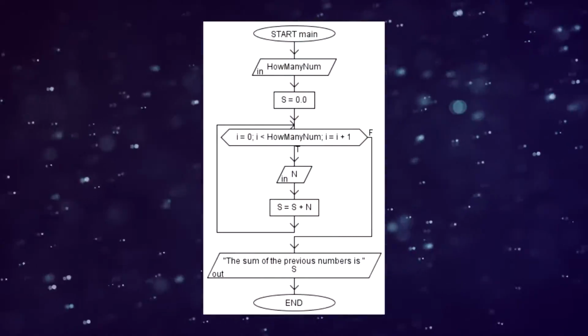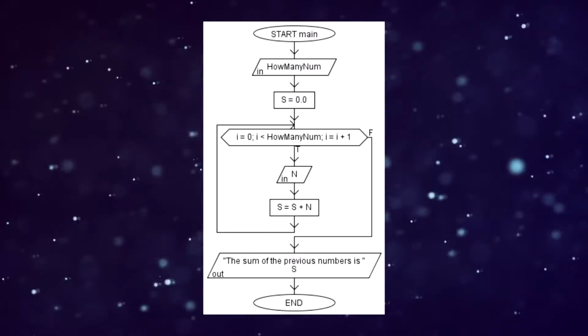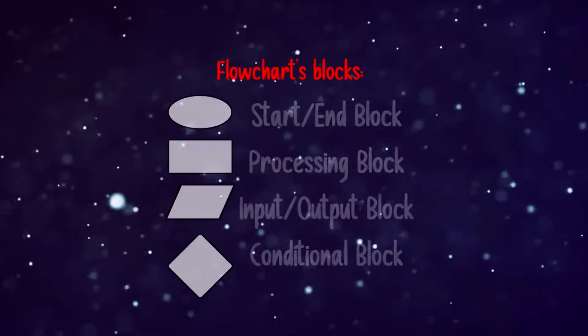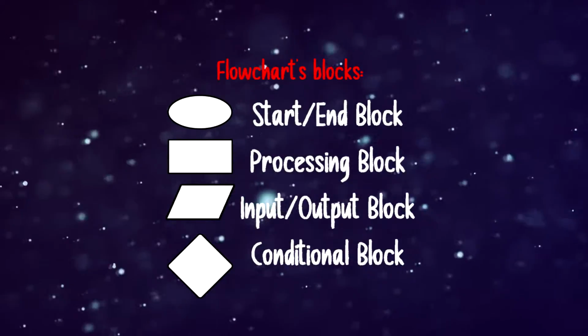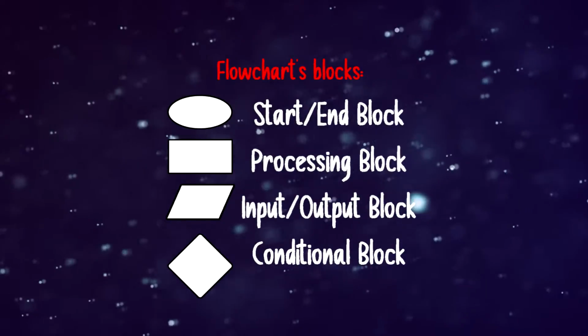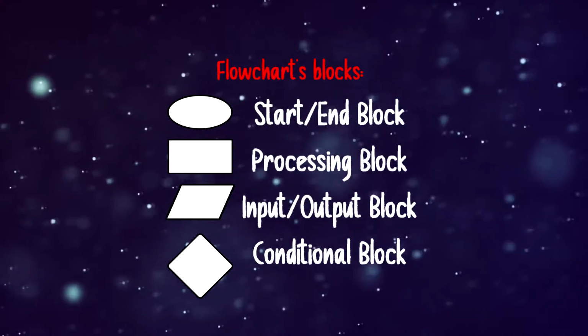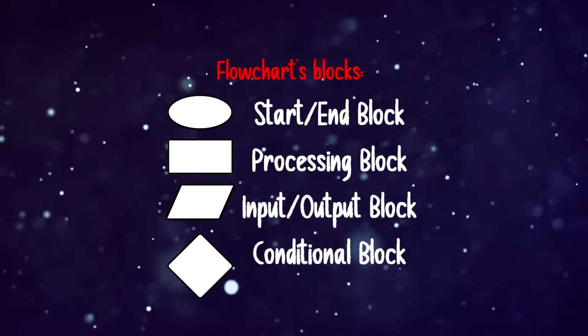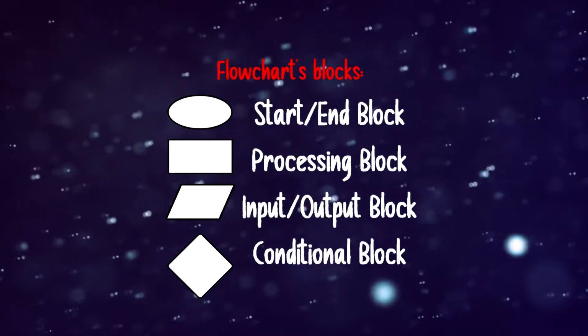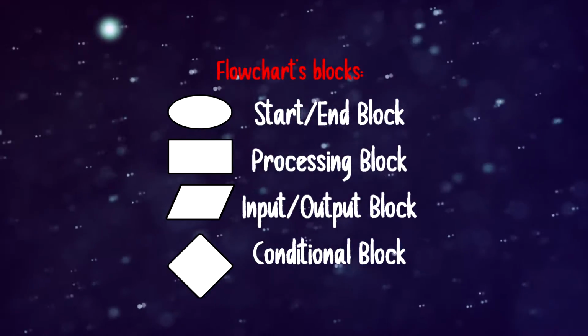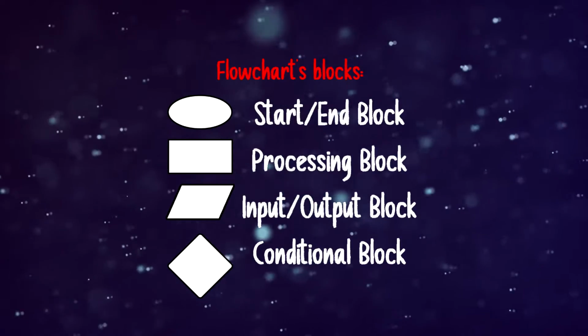Now that we know the definition of an algorithm, we can talk about their visual representation, flowcharts. They are designed using four fundamental blocks: the start and end block, the processing block, where variables are assigned and calculations are performed, the input-output block, where data is entered or retrieved, and the conditional block, where a different path in our program is taken upon the result of the condition itself.